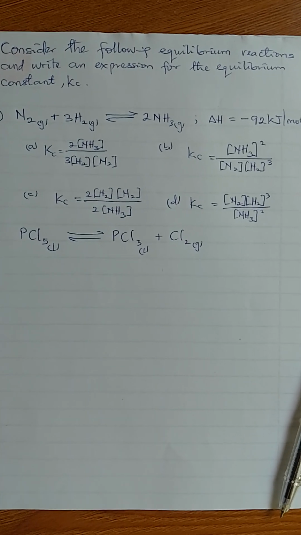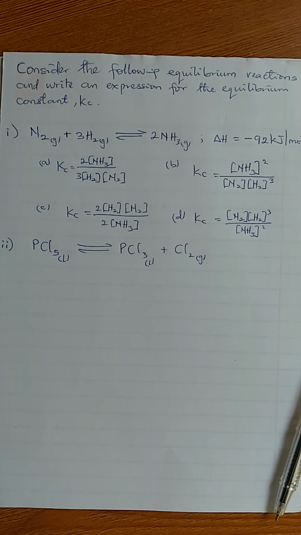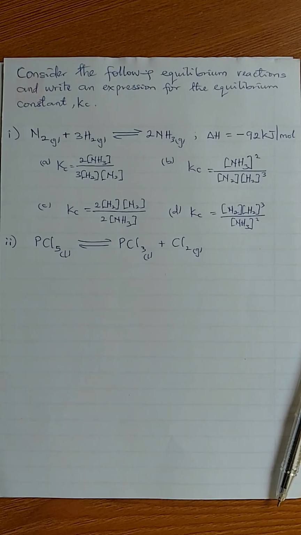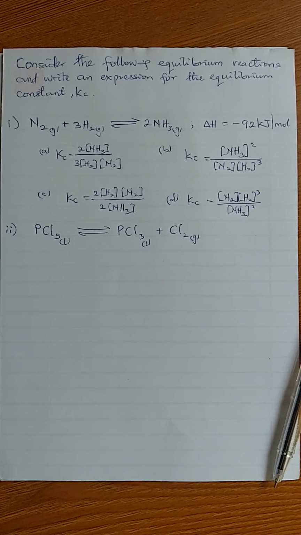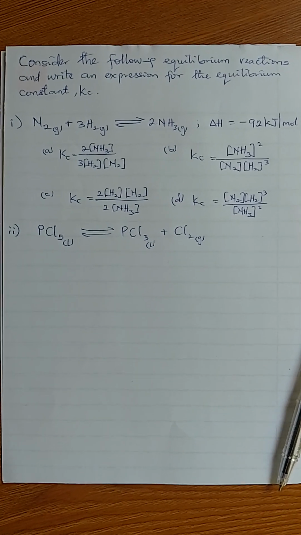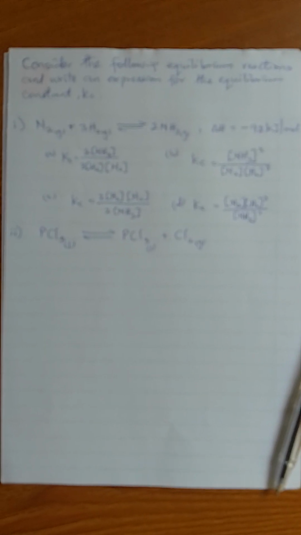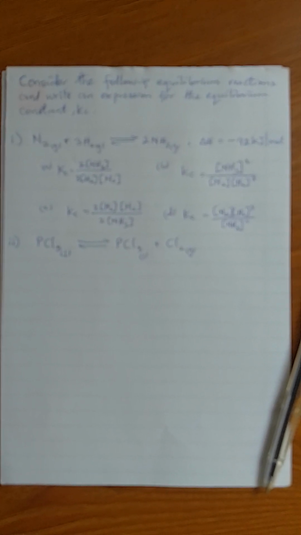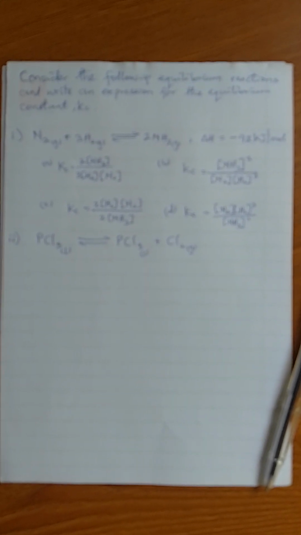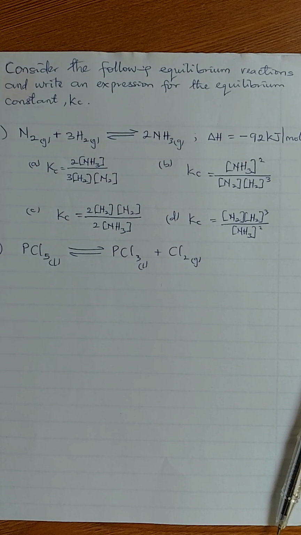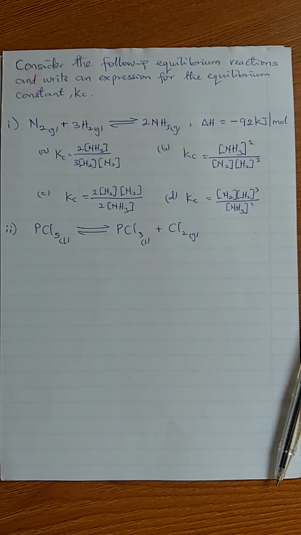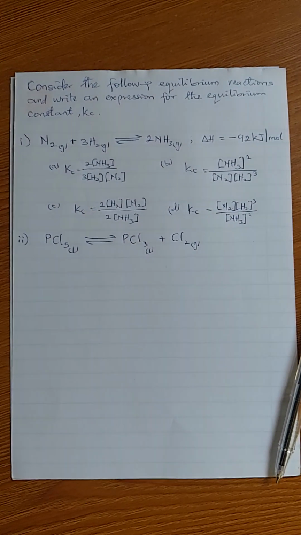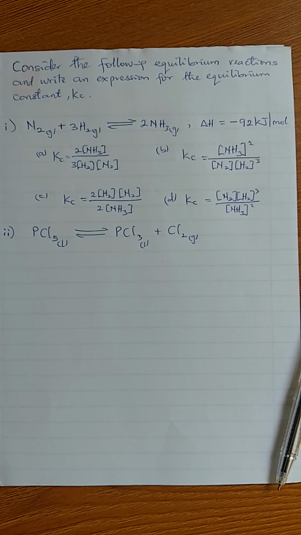I came across this question and I want to share it with you because they are simple things, but if the rules are not followed, a student can easily fail it. This one says, consider the following equilibrium reactions and write an expression for the equilibrium constants. So we are asked to write the expression for equilibrium constants. Can you solve it? Okay, try it. So let's go. Let's do it together so that you can learn some of the tricks there.